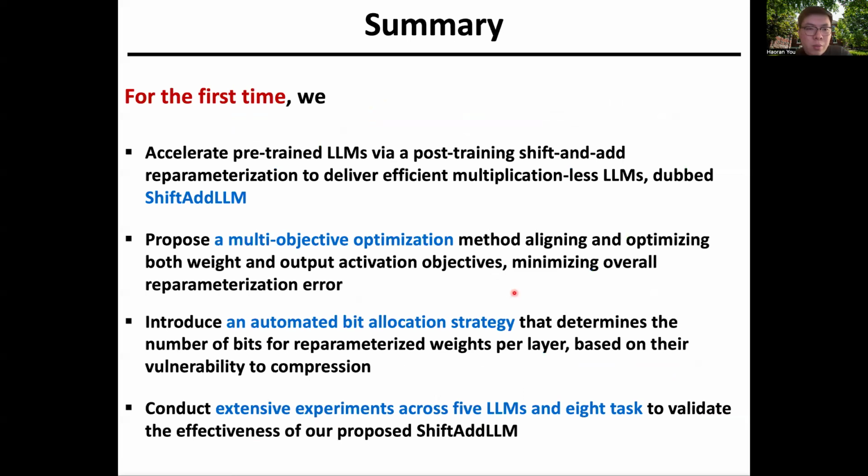So to summarize, we propose the ShiftAddLLM framework, which aims to accelerate pre-trained LLMs via a post-training ShiftAddLLM reparameterization. And our ShiftAddLLM features 3 contributions. First is the ShiftAdd reparameterization. The second is how to leverage multi-objective optimization to recover the accuracy drop. Third is the automated bit allocation strategy that determines the optimal number of bits for each layer.